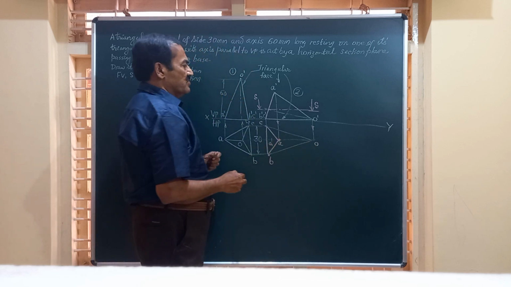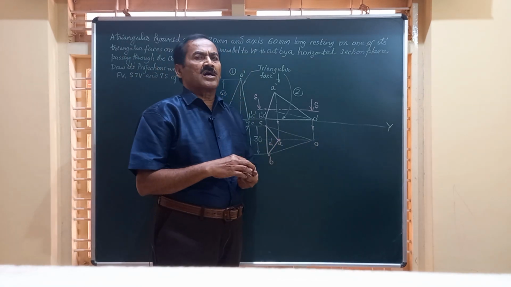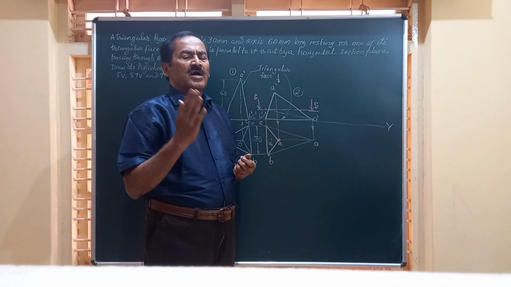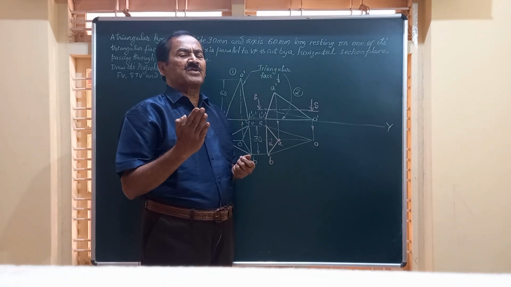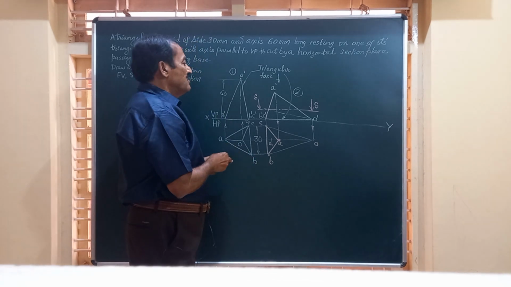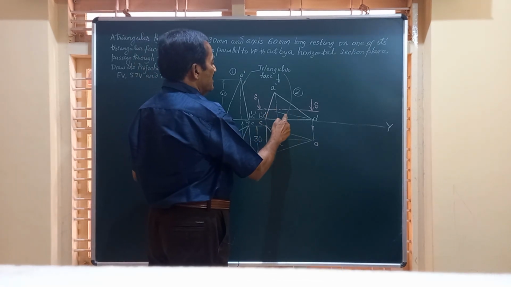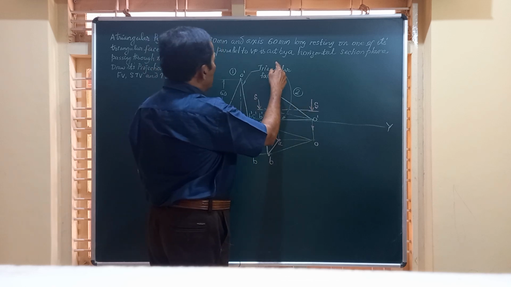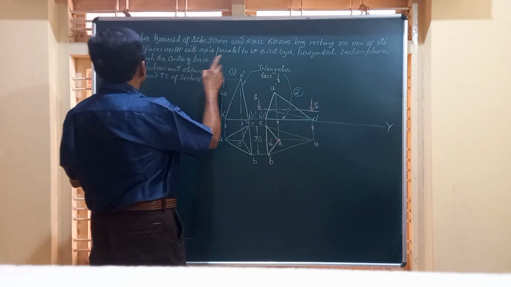All are visible. Now friends, after placing the object in the final position, we have to mark the section plane which is cutting the solid. Friends, here the section plane SS is horizontal and passes through the center of the base.